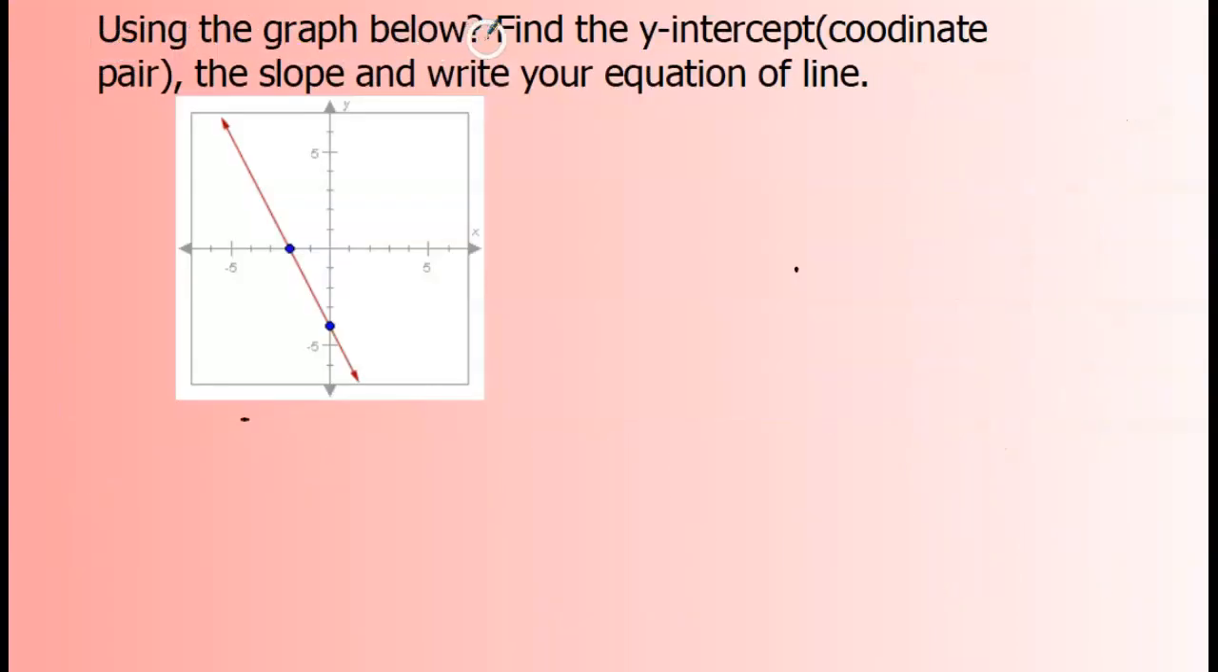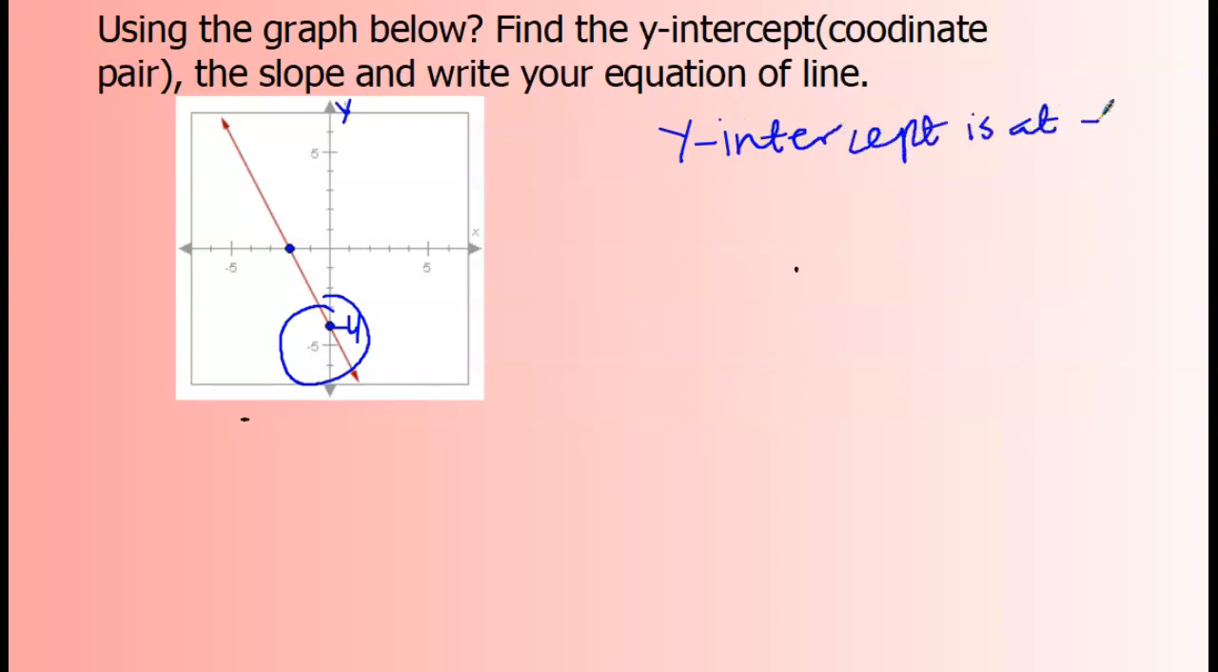So here they want us to use the graph below to find the y-intercept as a coordinate, the slope, and then we write the equation. For us to find the y-intercept, where the red line cuts the y-axis, here is -4. So the y-intercept is at -4. They want us to write it as a coordinate pair. At the y-axis, x is equal to 0. So that point becomes (0, -4).